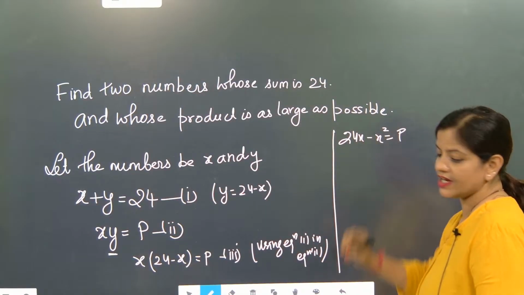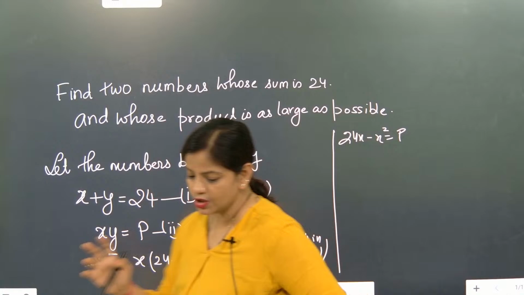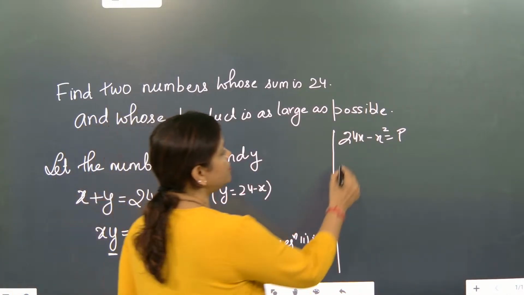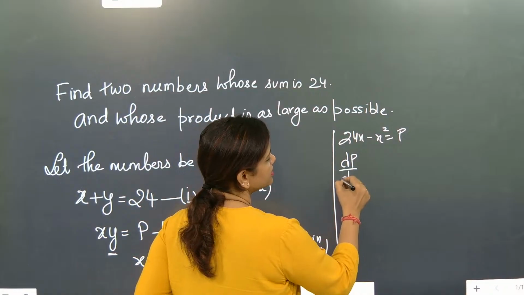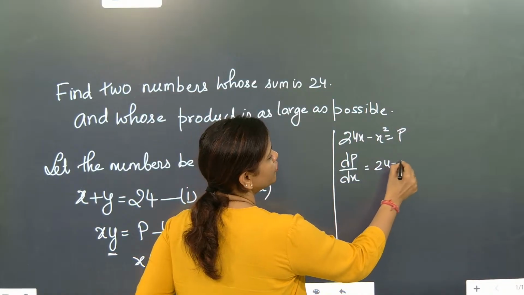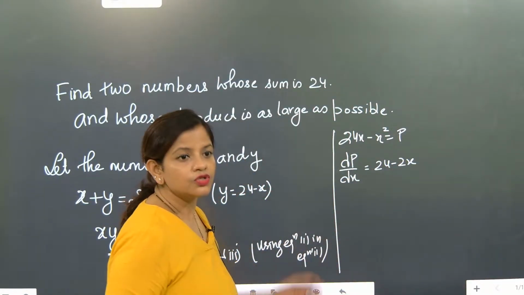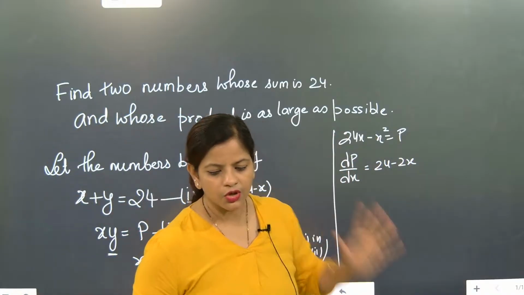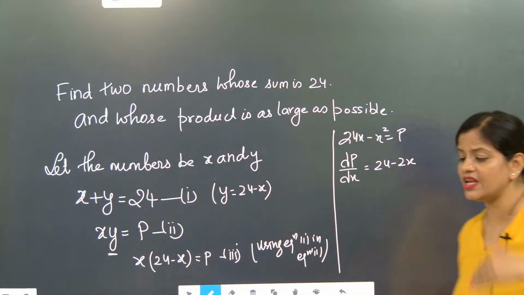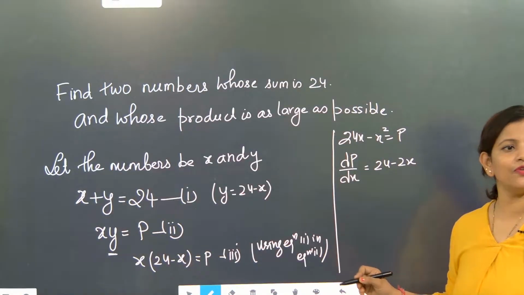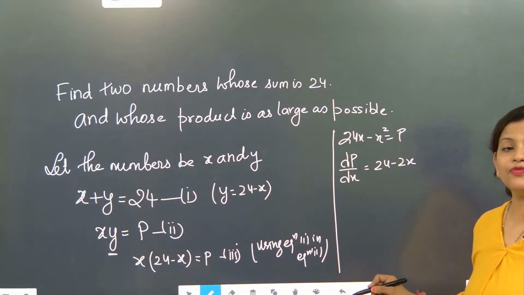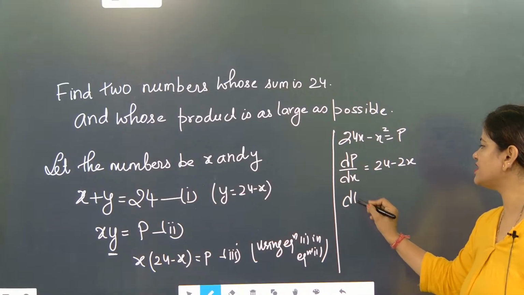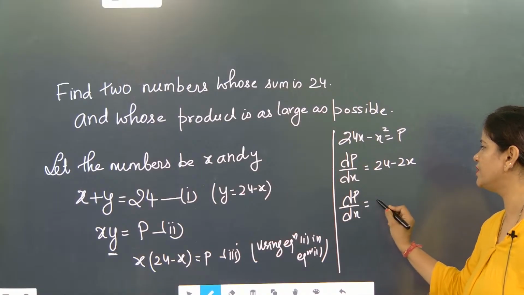When you differentiate it, what are you going to get? dP by dx, this part will become 24 minus 2x. Understood? So dP by dx is equal to 24 minus 2x. I'm explaining from the beginning: for maxima and minima you have to make it equal to 0 and get the value of x. So for maxima or minima, we will make dP by dx equal to 0.